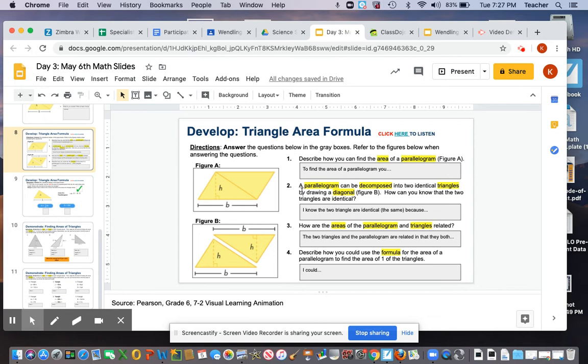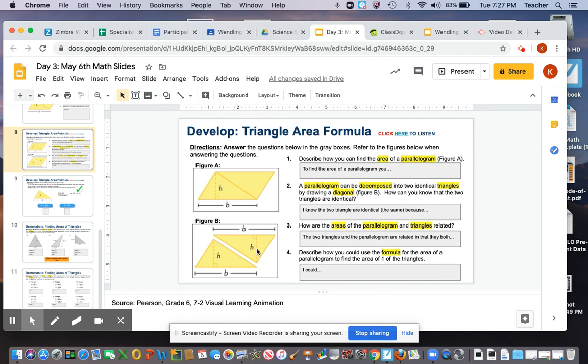Number 2. A parallelogram can be decomposed into two identical triangles by drawing a diagonal line. How can you know that the two triangles are identical? Let's look at figure 2, or figure B. If I smush these two triangles together, I wind up with a parallelogram that looks exactly like figure A. Notice this line going from the top corner all the way down to the bottom corner, and it's diagonal. That line is cutting it right here in figure B, so we have our two triangles.